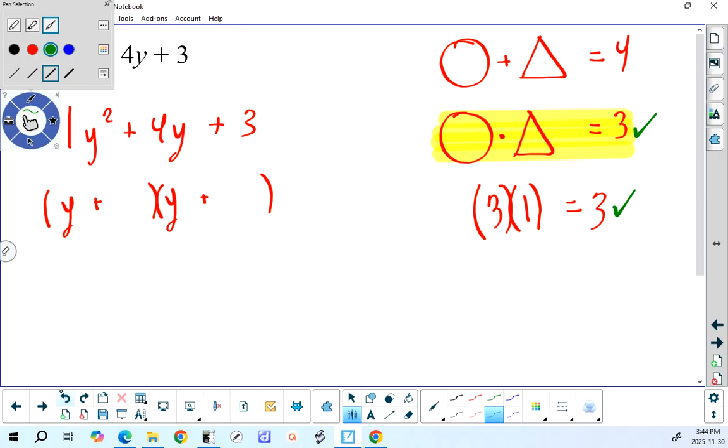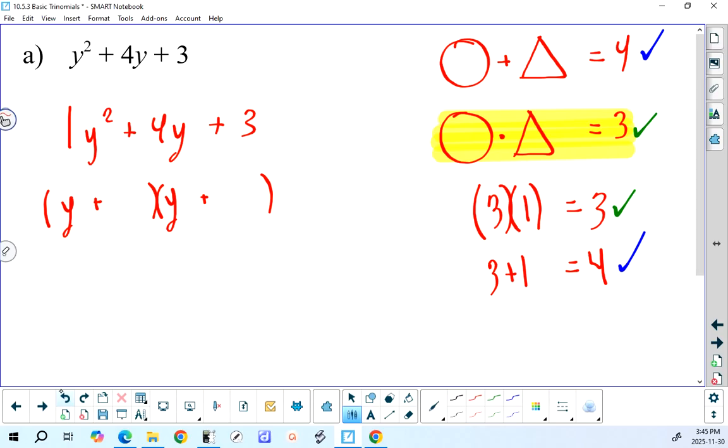Now what we do is we check to see, do those two numbers added together give us, well, what do they give us? They give us 4. And we look up top and we see that that in fact is what we want to get. So the two numbers that complete this factorization are 3 and 1. So it's going to be y plus 1, y plus 3. You can put the 3 and the 1 in either place.